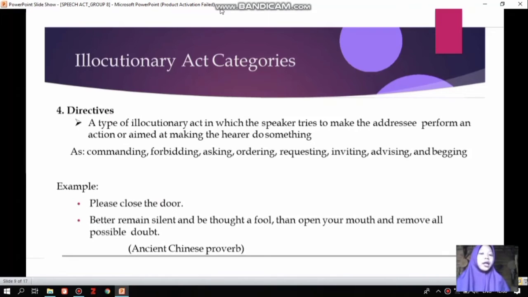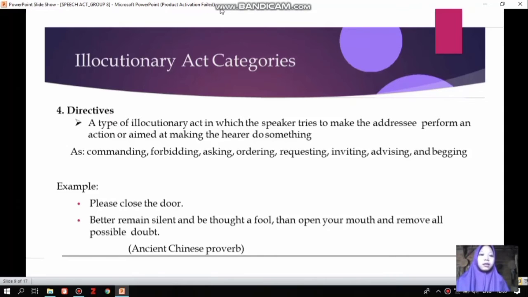And an ancient Chinese proverb: better remain silent and be thought a fool than open your mouth and remove all possible doubt. And a familiar example may be like go away, something like that.